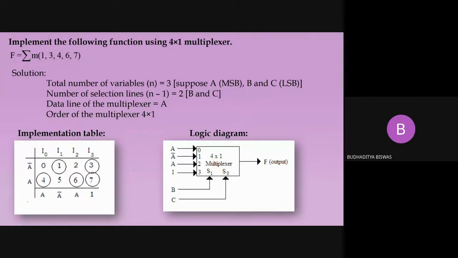Okay. Now come to this one. We need to inspect the implementation table column wise. There are a total of 4 columns. One is the I0 column, then the I1 column, then the I2 column, and the I3 column. We need to inspect each column separately.